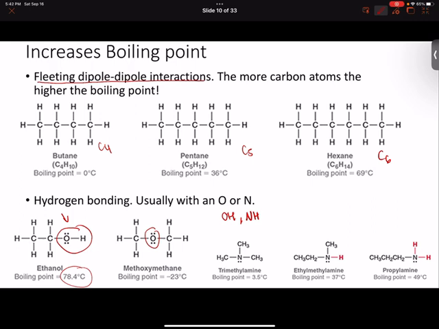Another thing when you consider hydrogen bonding is, for example, if we look at this NH in here, it only has 1 hydrogen bonding right there, but this one has 2. So every time it has more hydrogen bonding, the boiling point is going to increase. So you can see here we have no hydrogen bonding. It has a boiling point of 3.5. It has 1 hydrogen bonding. It has a boiling point of 37. It has 2. It has a boiling point of 49.